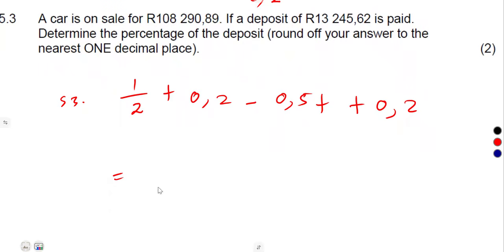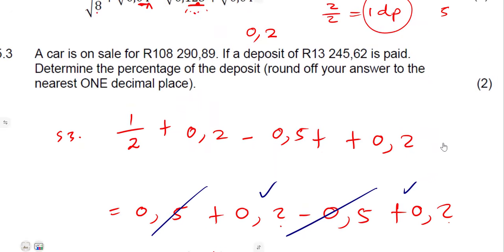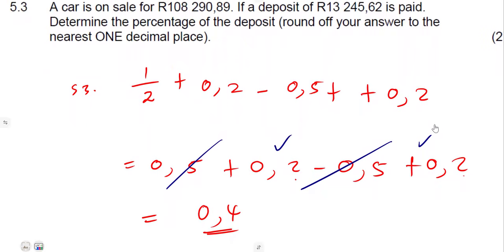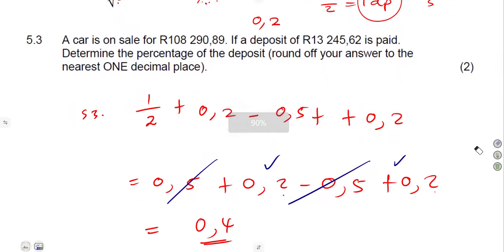1 over 2 as a decimal, we do understand this is 0.5 plus 0.2 minus 0.5 plus 0.2. We can see something common. 0.5 minus 0.5 can cancel. So let us simplify the remaining part. 0.2 plus 0.2, that's what? 0.4. 2 plus 2, that's 4. There is a 0 there, so it's going to be 0.4. Just like that. We can simplify each. All right.